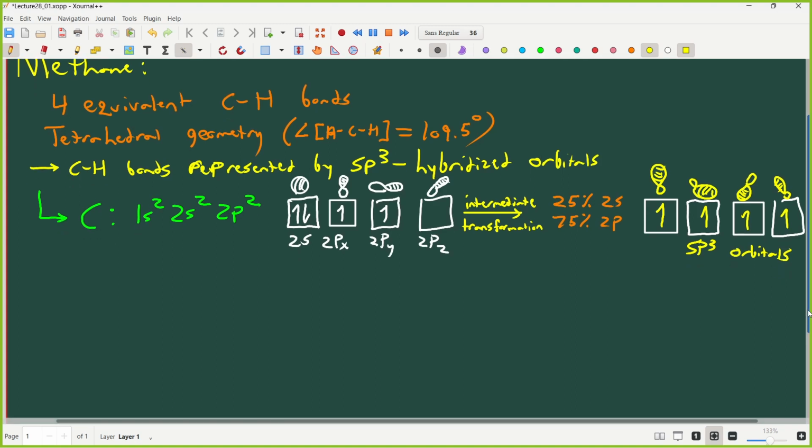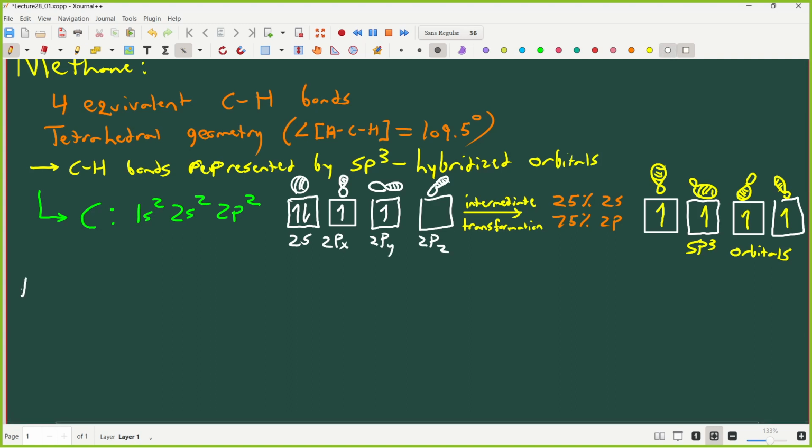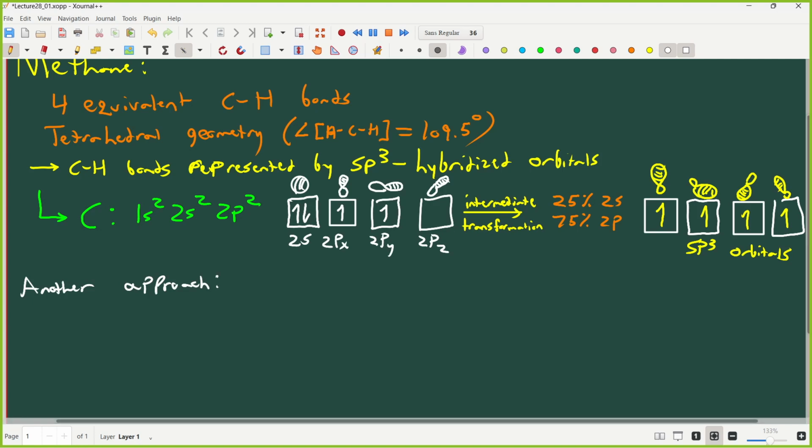There's a better way. Let me think about how methane forms in a tetrahedral way. And the way to think about tetrahedrons again is to think about cubes. Tetrahedron things can be embedded inside of a cube. So another approach is, we get our hybrid orbitals from this. This is more of a visual way to generate it.